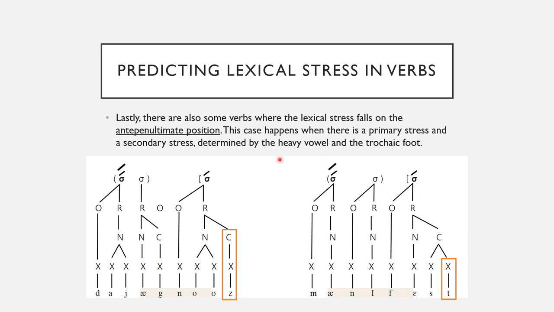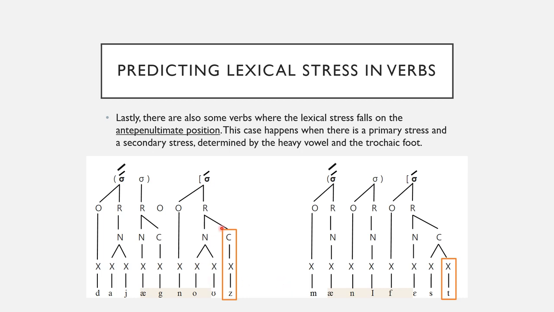Lastly, there are also some verbs where the lexical stress falls on the antepenultimate position. This case happens when there is a primary stress and a secondary stress determined by the heavy vowel and the trochaic foot. Let us consider the words diagnose and manifest. In these words, there are two things to consider in determining the lexical stress.